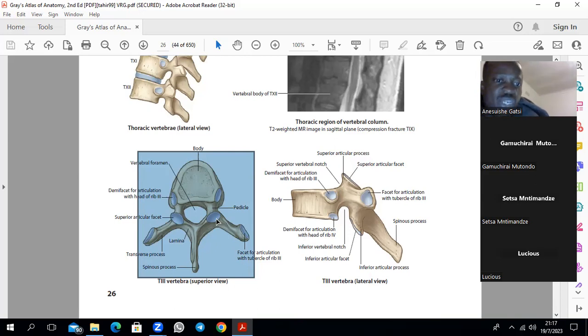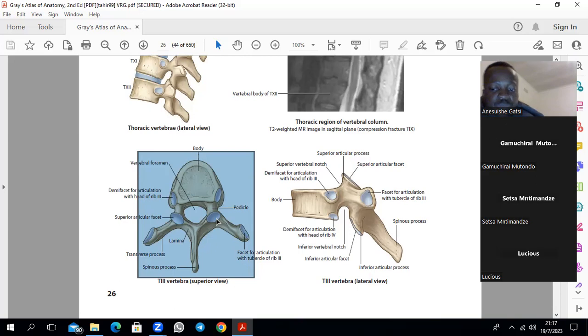Then something that's unique about the transverse processes of thoracic vertebrae is that they're club shaped. I think that's more for exams, something which we won't demonstrate with this kind of picture. Right. Then we say they have a larger spine.